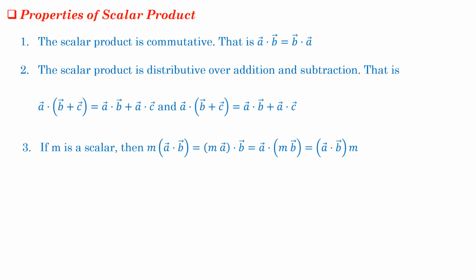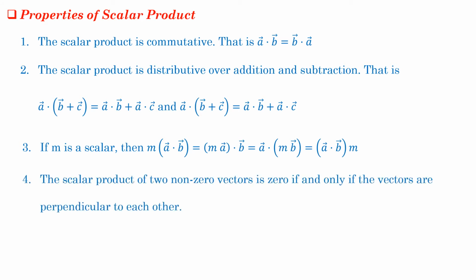Then number 3: if m is a scalar number, then m(a dot b) is equal to (ma) dot b, or it may be equal to a dot (mb), and that is also equal to (a dot b) into m. It is an obvious case. Then the next one: the scalar product of two non-zero vectors is 0 if and only if the vectors are perpendicular to each other. This question may be asked in your exam, so try to prove this.